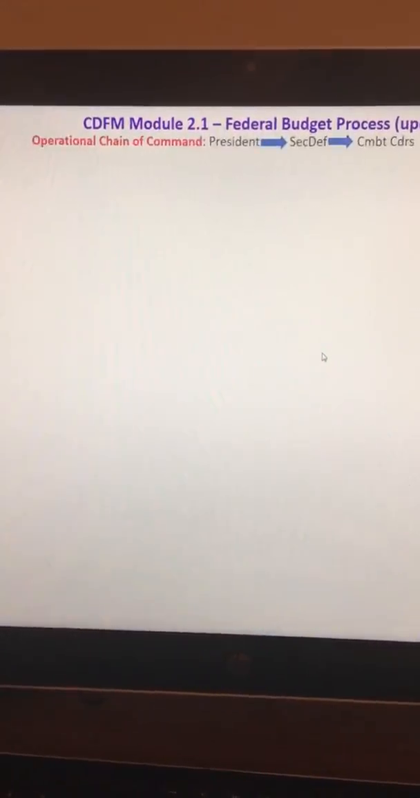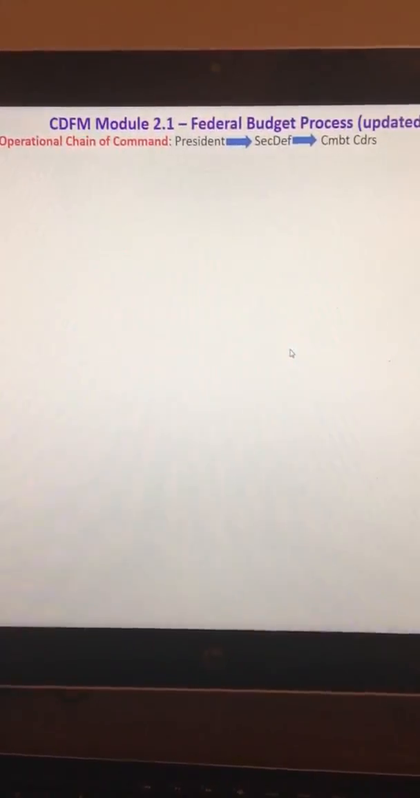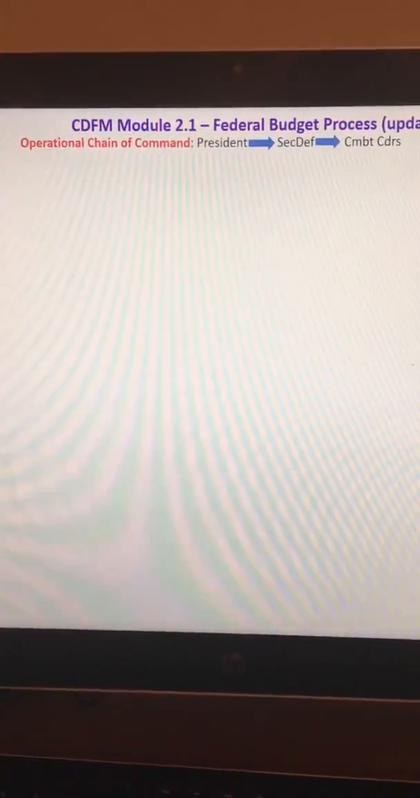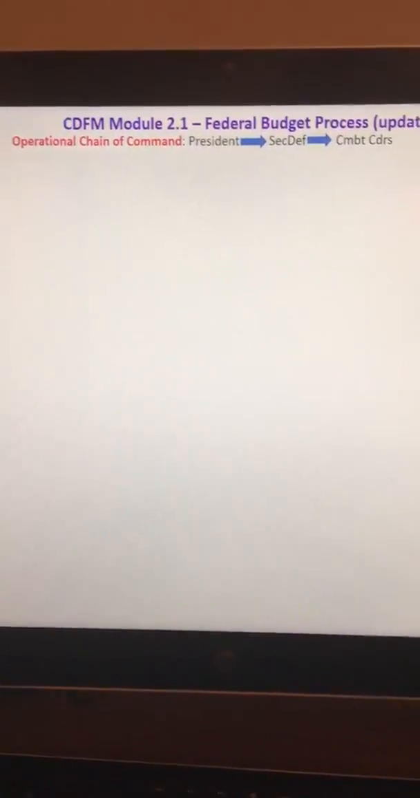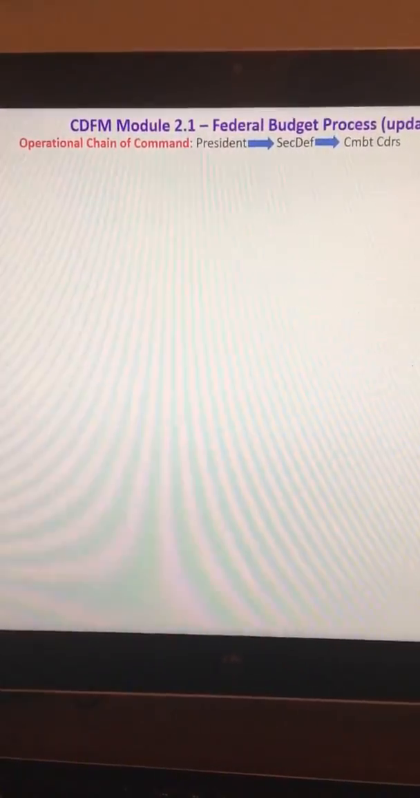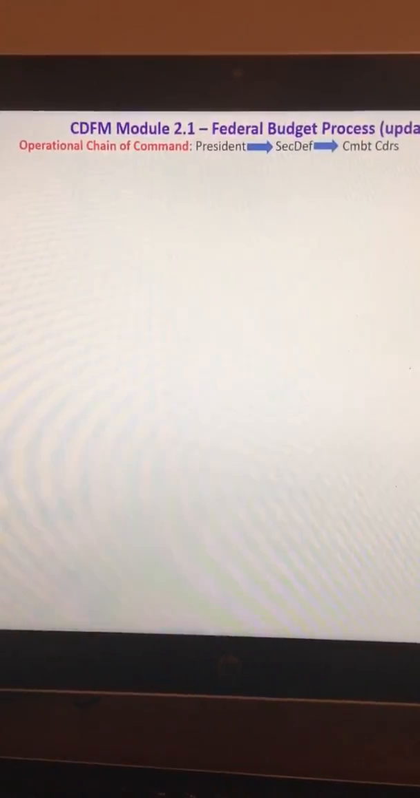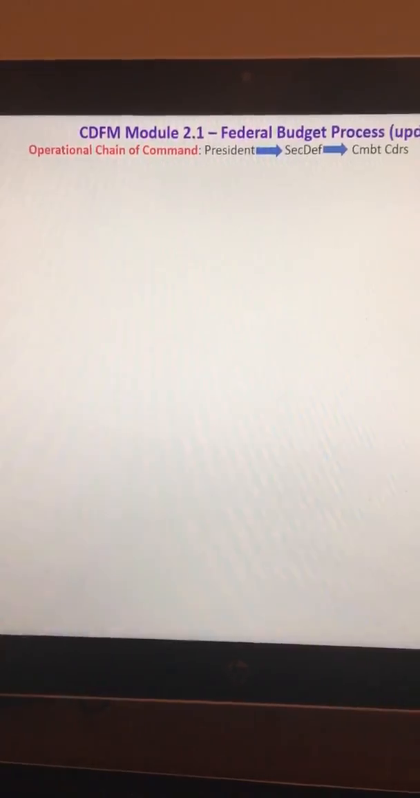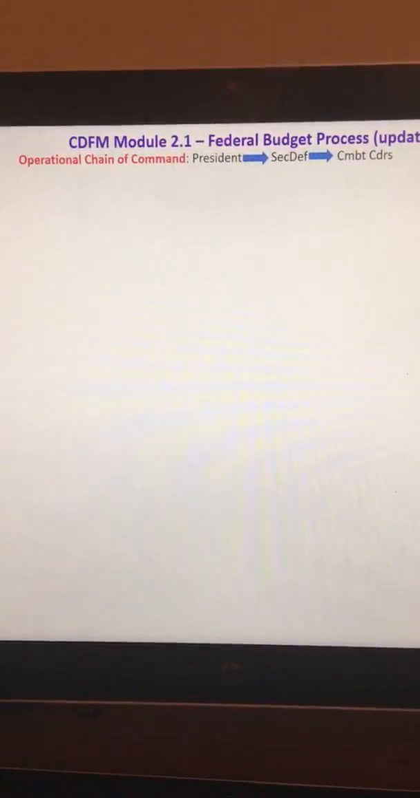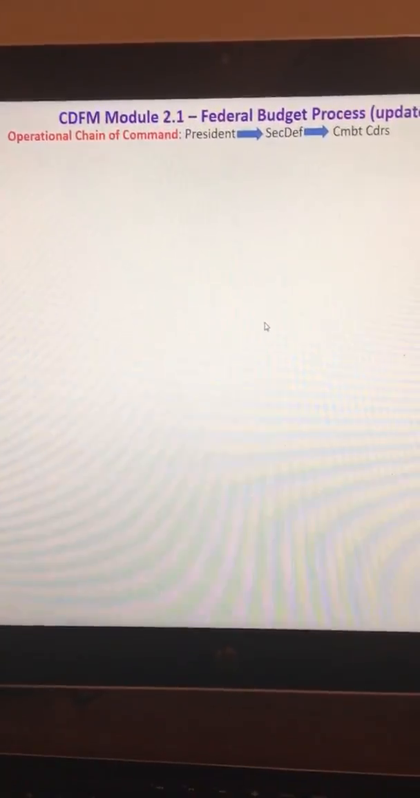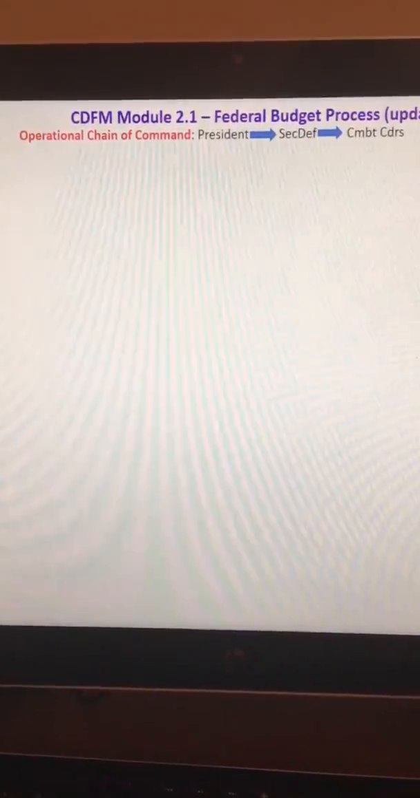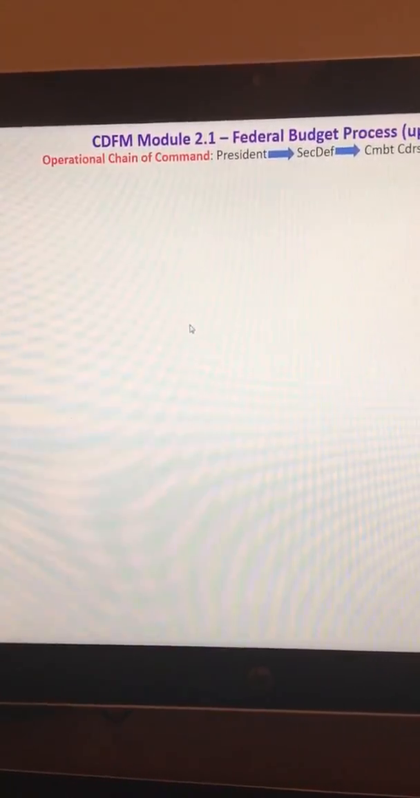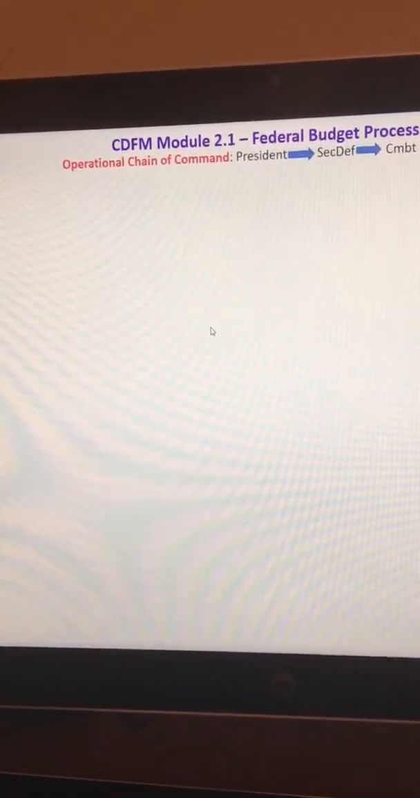So the first thing you must understand is that the operational chain of command runs from the president to the Secretary of Defense directly to the combatant commands. Now you understand your president is a civilian, your Secretary of Defense is a civilian, and then you have your combatant commanders who are your military members. So at the level where the president and SecDef are, they have to have military advisors. And so we're going to look at who those advisors are.